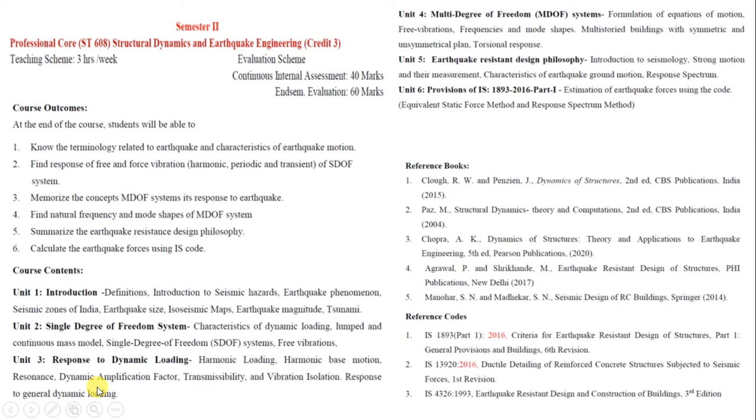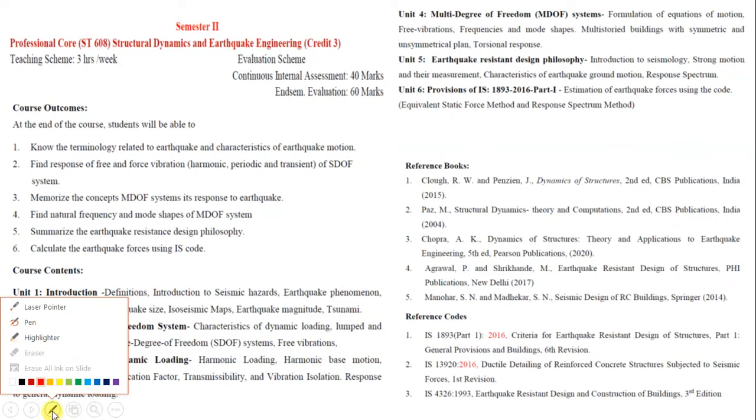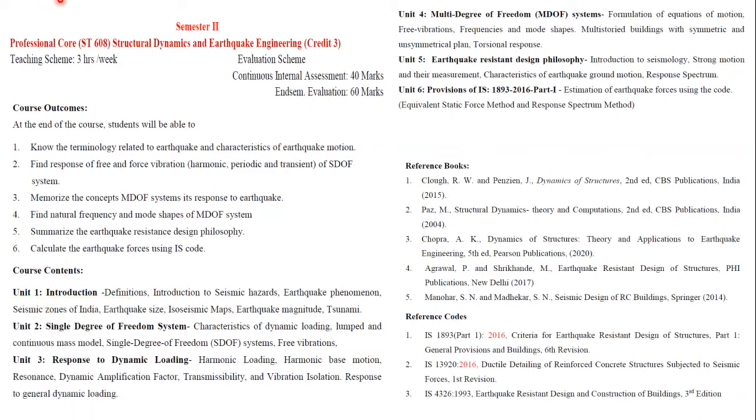Now this is the syllabus for the subject, Structural Dynamics and Earthquake Engineering. This subject carries 3 credits. The teaching scheme is 3 hours per week, as allotted in the curriculum. And the evaluation scheme, since we are now following the new 2022 pattern: continuous internal assessment will be for 40 marks and end semester examination for 60 marks, so the total subject will be evaluated for 100 marks.